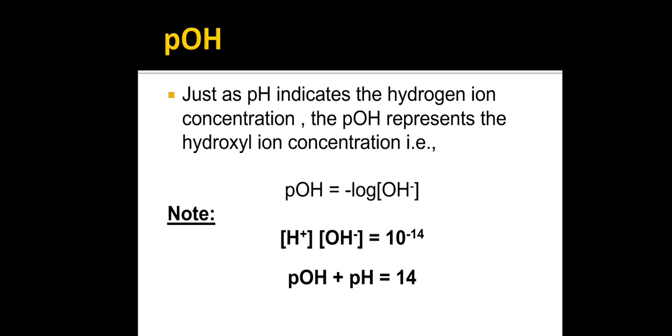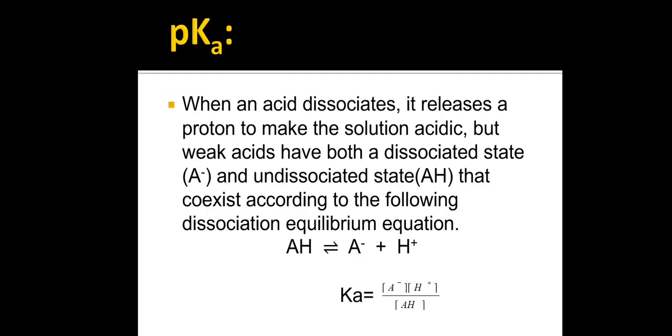The product of the hydrogen ion concentration and hydroxyl ion concentration is always equal to the ionic product of water, that is 10 to the power minus 14, and the sum of the pOH and pH always comes out to be 14. So these two relationships become very important for calculating various numerical problems based on pH and pOH. Our next topic is pKa.